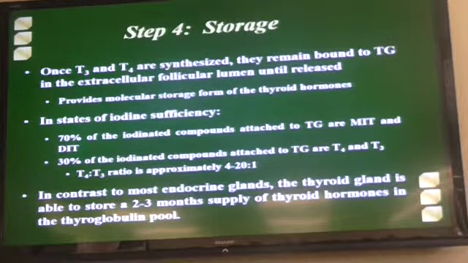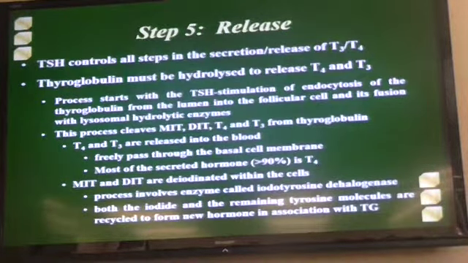Now, in contrast again to most endocrine glands, the thyroid colloid has a good 2 to 3 months supply of thyroid hormone. And so it can withstand some problems as far as illnesses and things like that a lot better than some of your other glands can. Now release.